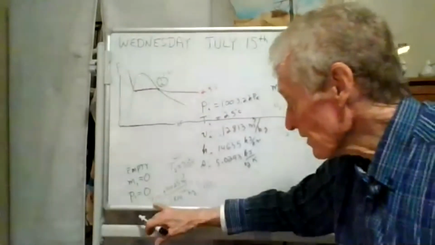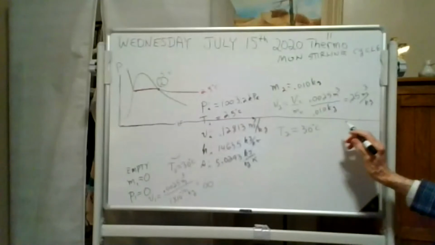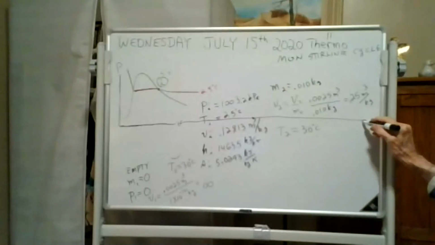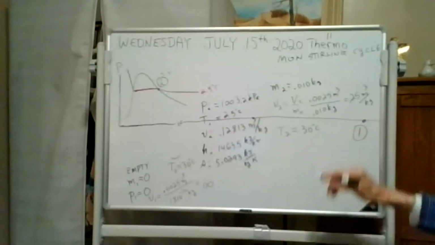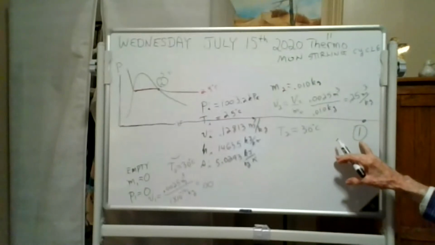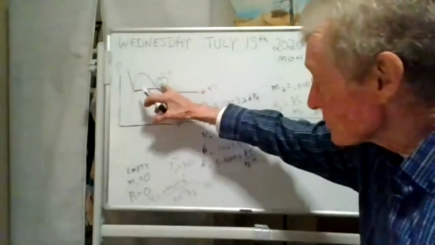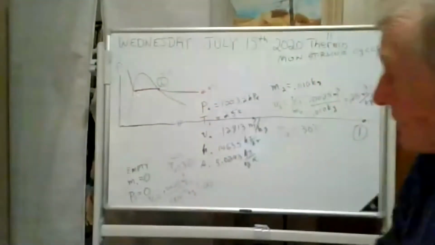Now the specific volume at state 1 is essentially infinity. So I ran out of board. Strangely enough, state 1 is way the heck out here. The incoming state is right there.